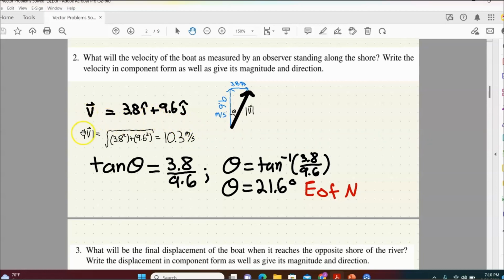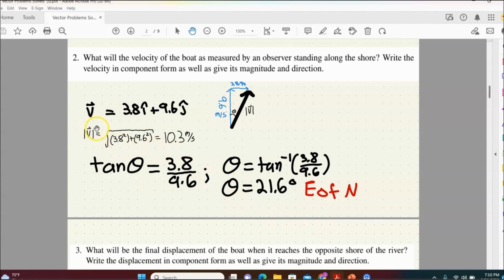In order to find the magnitude of the vector, you take the square root of each one of the components squared, and that's 10.3 meters per second. That means that the length of this velocity vector is 10.3. In order to get the direction, you must find the angle theta. Tangent of theta is equal to opposite over adjacent. Opposite is 3.8. Adjacent to the angle theta is 9.6. You can then take the inverse tangent of both sides and get this angle.